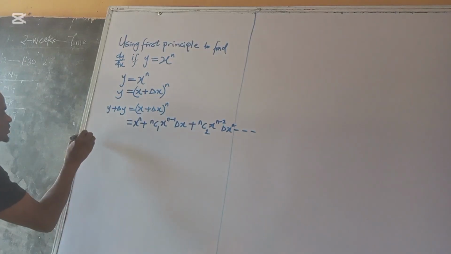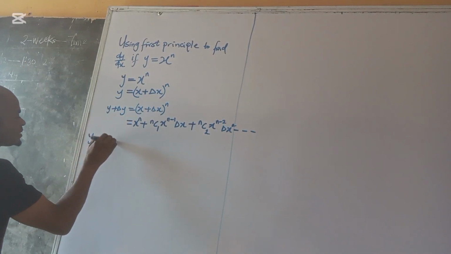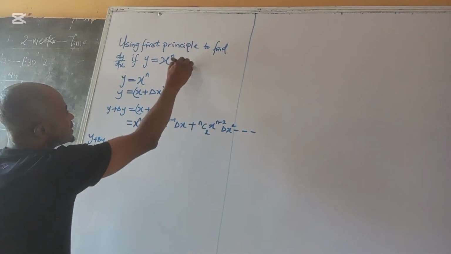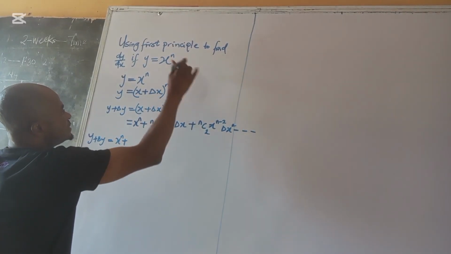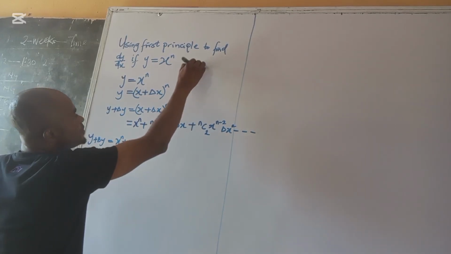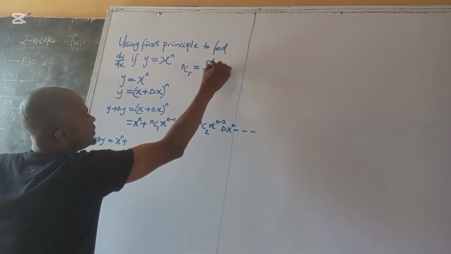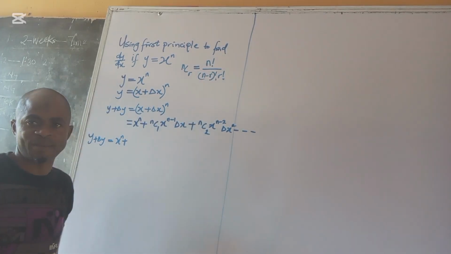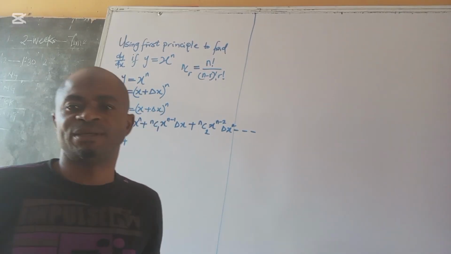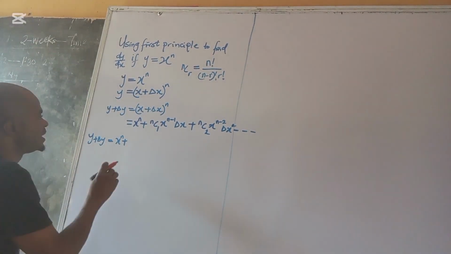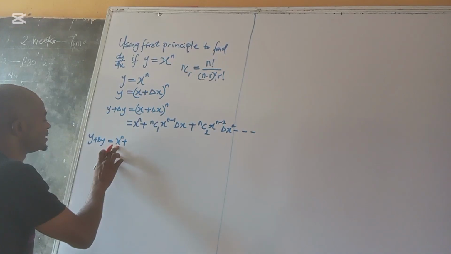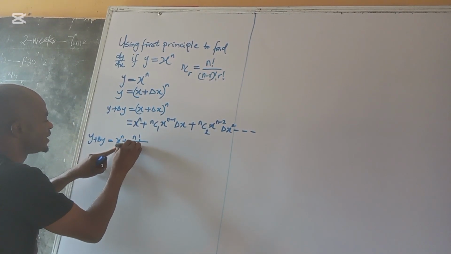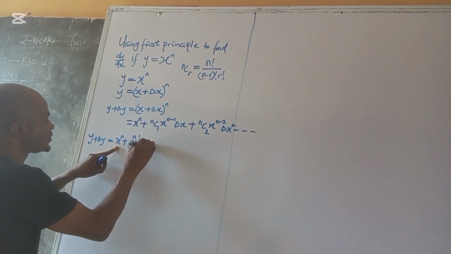Now I continue. I have y plus change in y is equal to x raised to power n plus, using the n combination r formula, n factorial all over n minus r factorial r factorial. For the first one, this will give me n factorial all over n minus 1 factorial, 1 factorial.